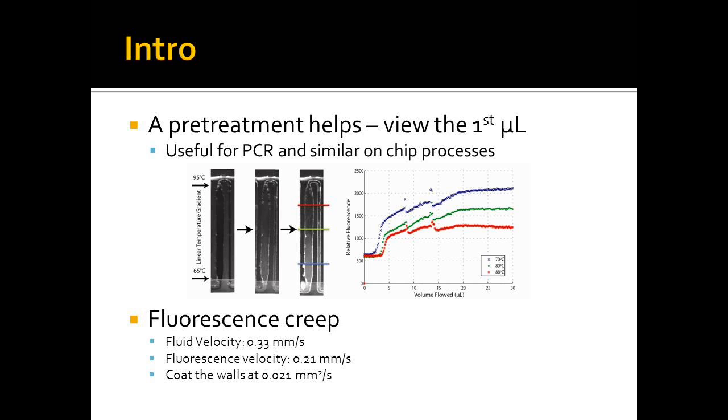Here we flowed just the dye, just the fluorescent dye we use, into a heated PCR device, and we were able to analyze that increasing background noise over time at different temperatures. It's interesting to note that this fluorescence creep, as we've decided to call it, appears at a slower rate than the actual fluid flows through the device.